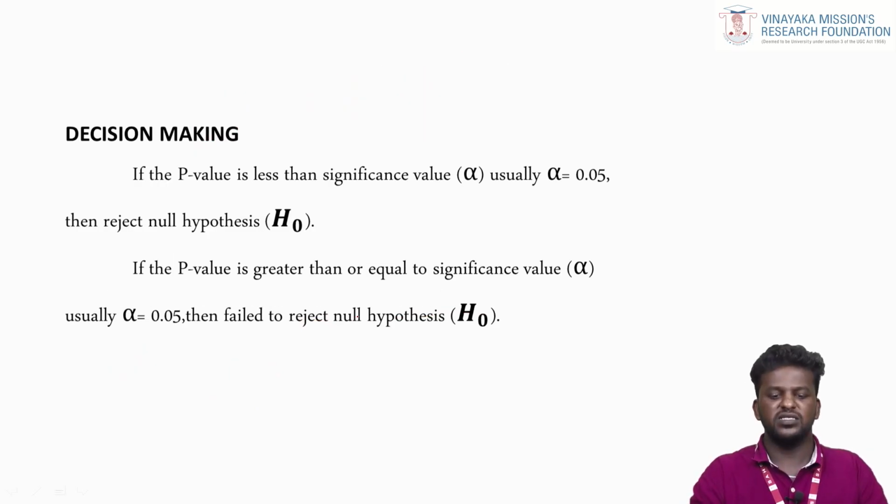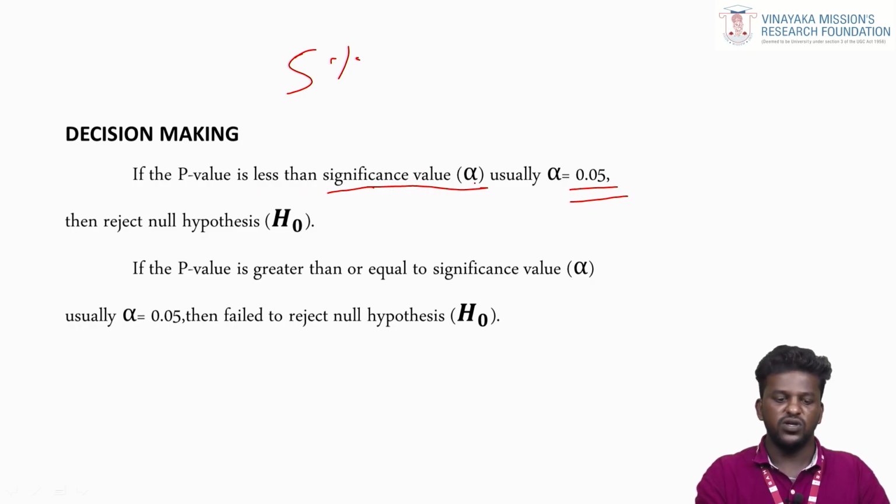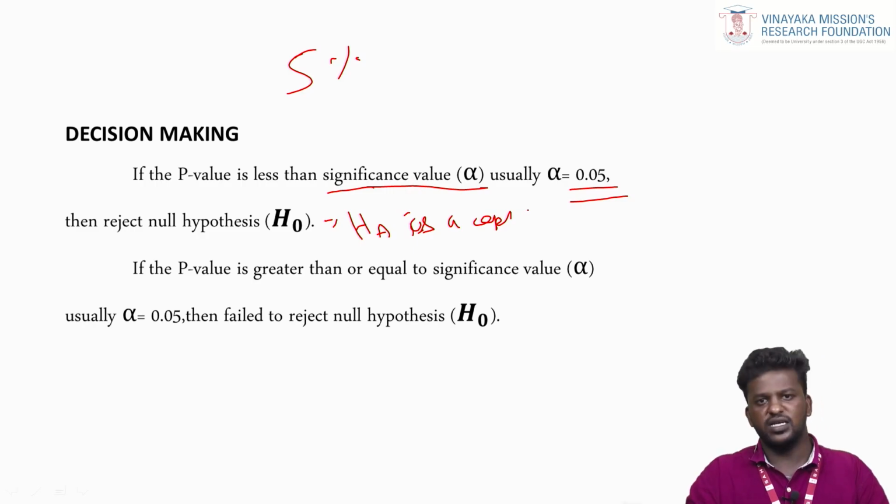So decision making based on p value. If the probability value is less than the significance value, that means alpha. Suppose my error term is 5%, then my significance value is 0.05, right? So if my p value is less than 0.05, then I reject my null hypothesis. That means the alternative hypothesis is accepted. So it indicates there is some difference or association based on our hypothesis, right?